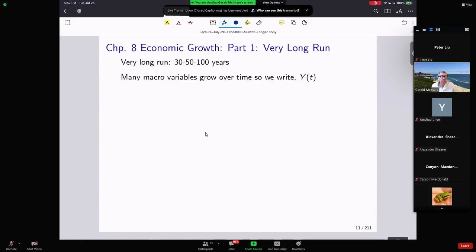Most macroeconomic variables grow over this time frame. And so we could write a variable as Y, this would be real GDP, as a function of time. And we could write it like this, right? Y is some function of T. And if that's the case, then we want to know what the growth rate of Y is. How fast does this variable Y grow over time?